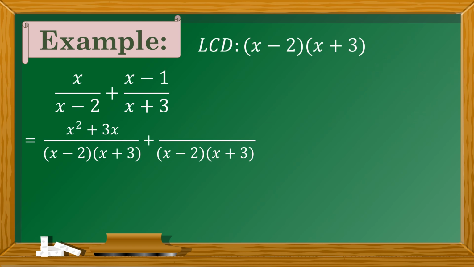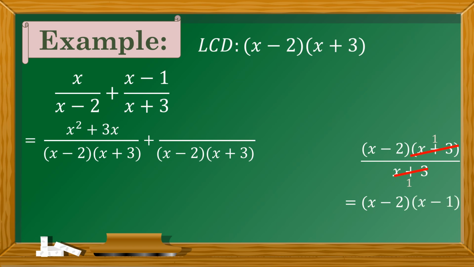Next, let's find the numerator of the second expression. So again, we have to divide the LCD by the denominator of the second expression, which is x plus 3. So we can cancel out the common factor, which is x plus 3. So that will be 1. So the remaining factor is x minus 2, which is multiplied by the numerator of the second expression, which is x minus 1. So let's multiply using the FOIL method.